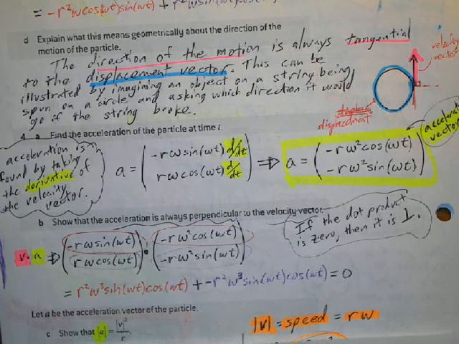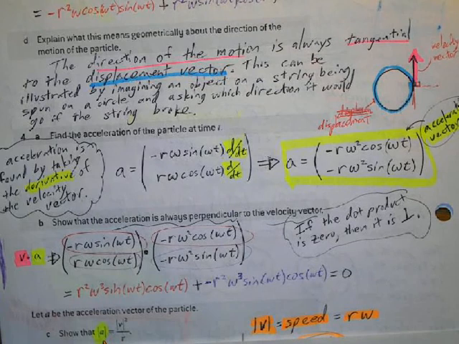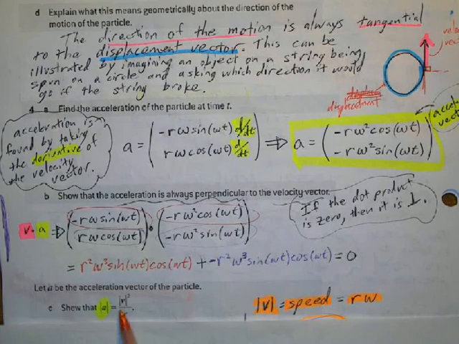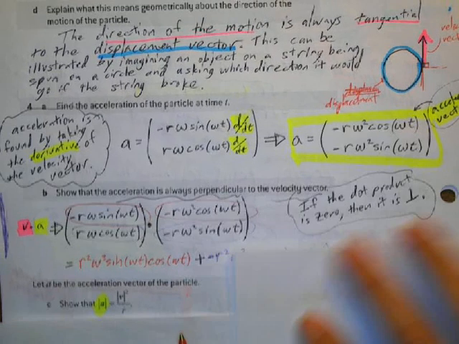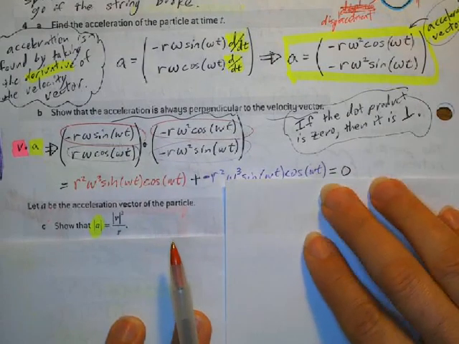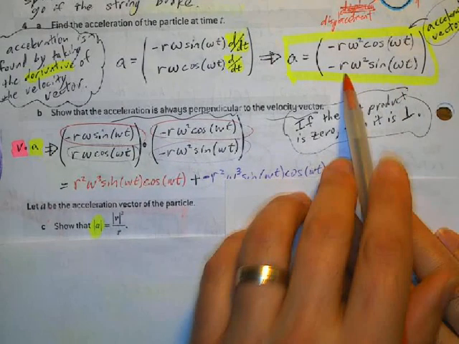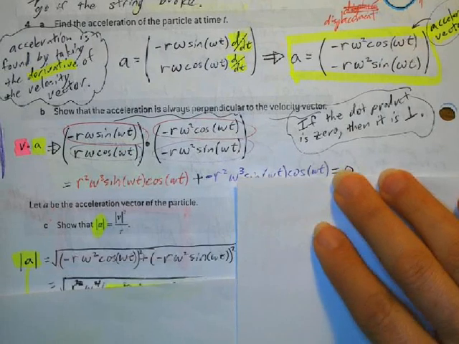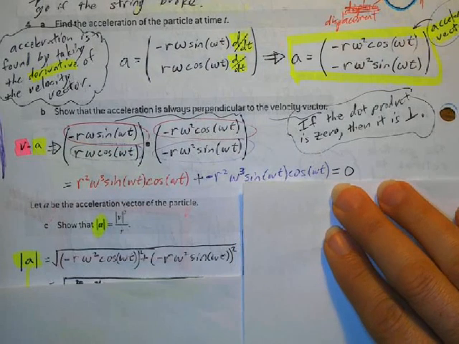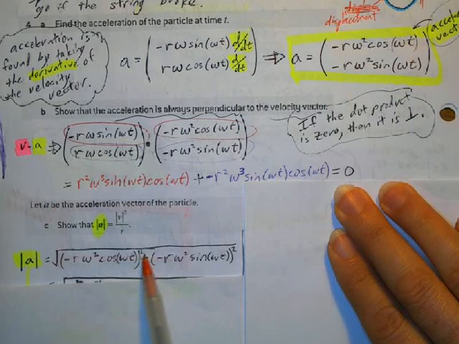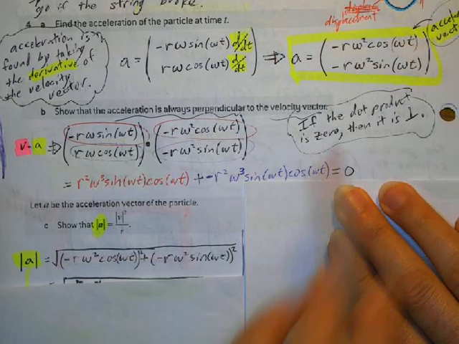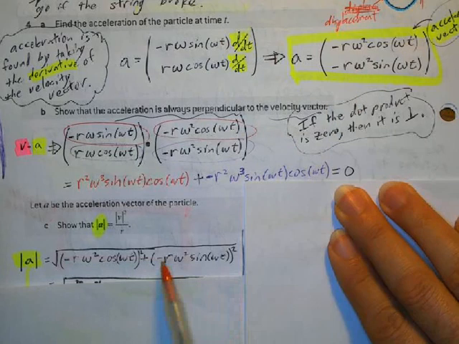Okay, show that the magnitude of A is equal to the magnitude of the velocity squared divided by r. So first things first, let's find out the magnitude of A. Here's my acceleration vector. I'm going to find the magnitude of it, so I'm going to take the x component and square it, plus the y component and square it.